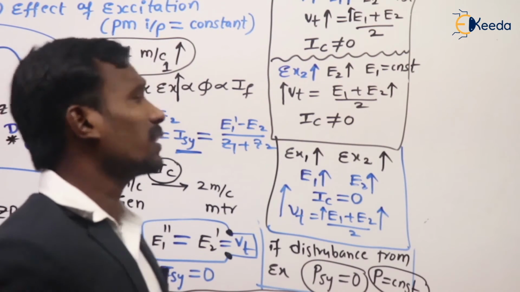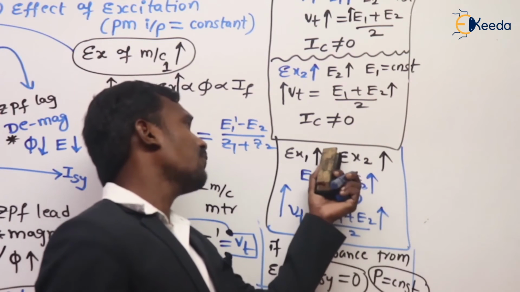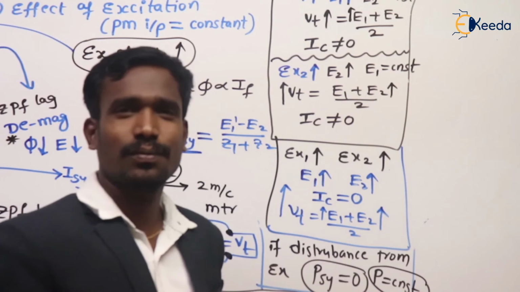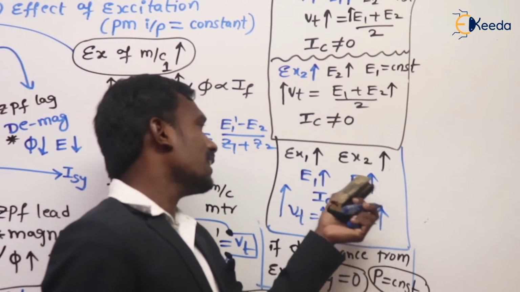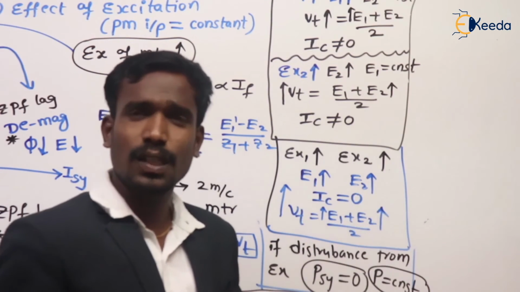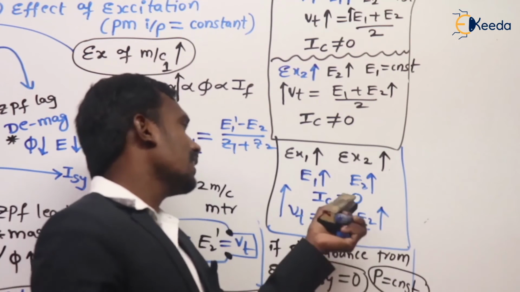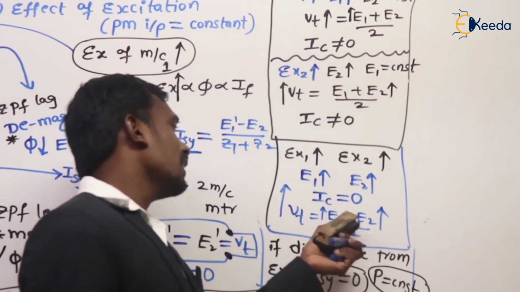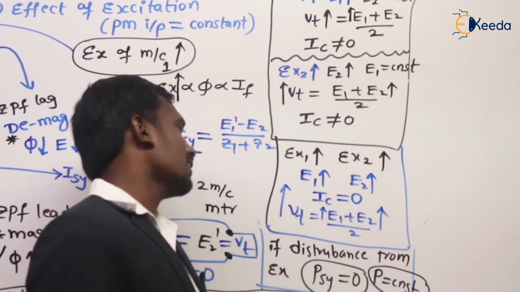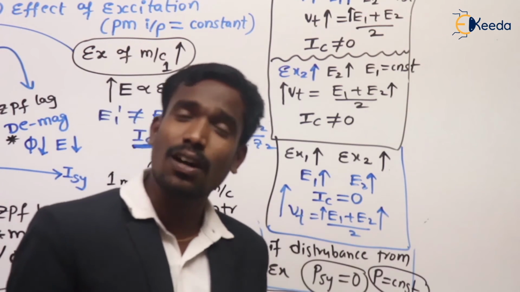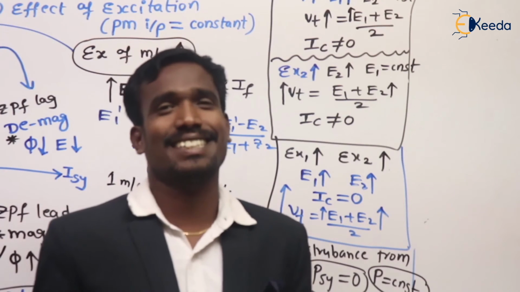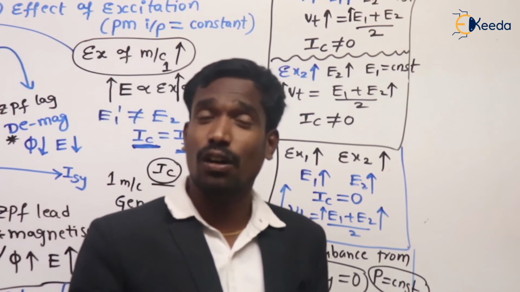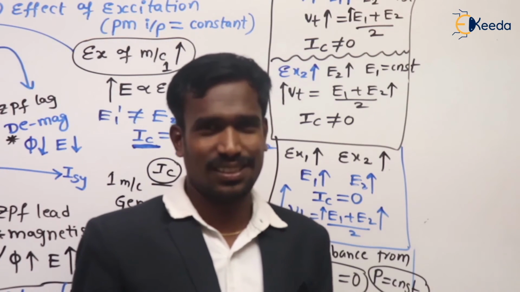And what is the fourth case? If excitation of machine 1 and machine 2 decreases in the same percentage, then E1 decreases, E2 decreases. If both are equal, then the circulating current is equal to 0. And when E1 and E2 both decrease, then the terminal voltage also decreases. This is the concept, the effect of excitation on terminal voltage.